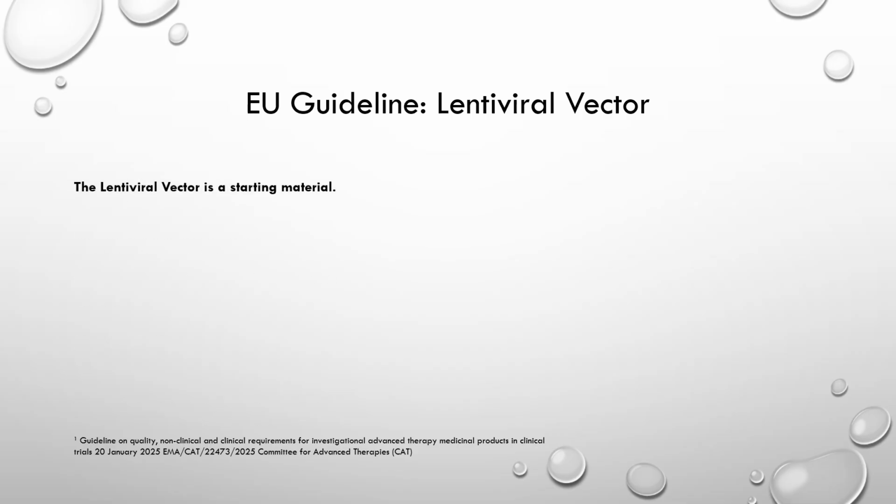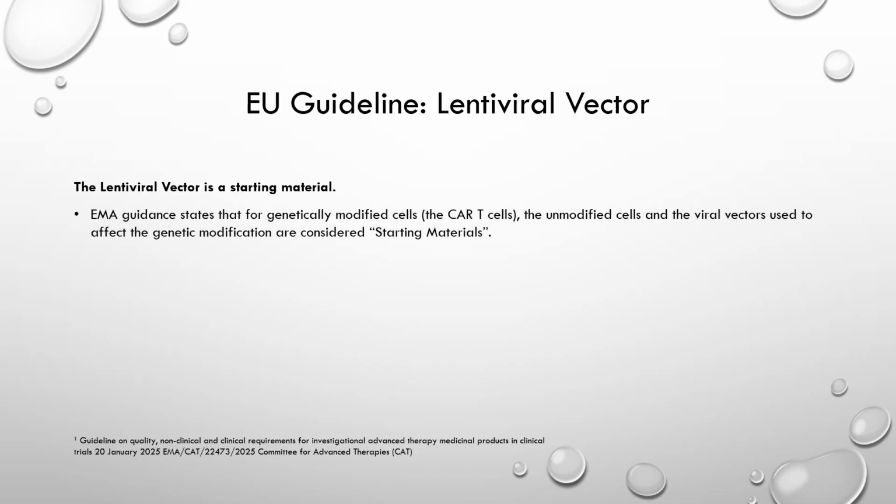Well, okay, let's just talk about the guidelines on the lentiviral vector. So the lentiviral vector is a starting material, and it's a critical starting material. The EMA guidance states that for genetically modified cells, the unmodified cells, so that will be the initial cellular material, and the vectors used to effect the genetic modification are considered as starting materials. I think it should be critical starting materials, but I might have got that wrong.